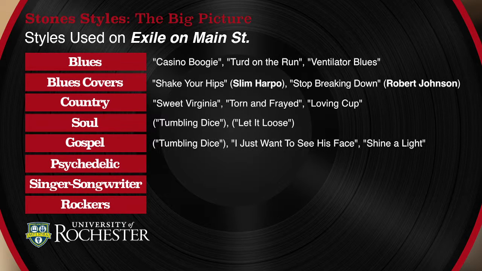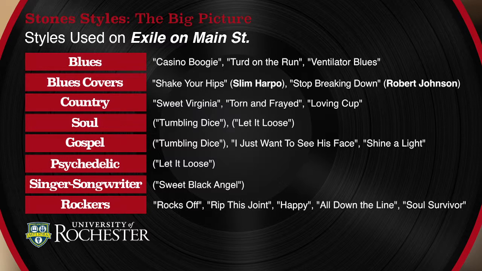When we get to gospel, Tumbling Dice has some gospel, but I Just Want to See His Face has a very big gospel influence, and I just went on about the gospel influence on Shine a Light, so that's pretty clear. Psychedelic, it's tougher to find the psychedelic influences on Exile on Main Street. Let It Loose has a little bit of that psychedelic electric guitar thing going on, so that's probably about the closest you're going to get. Singer-songwriter, also not a lot, although probably the Sweet Black Angel song about Angela Davis comes closer to the spirit of the singer-songwriter kind of song, even if it goes a little bit Jamaican or calypso, or reggae, in the way that the song is arranged.